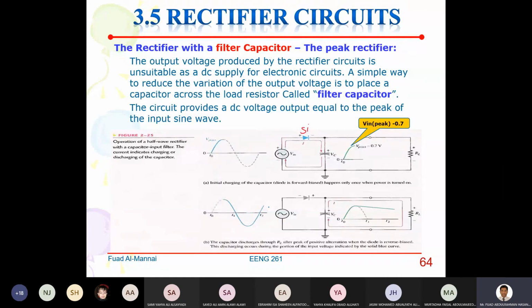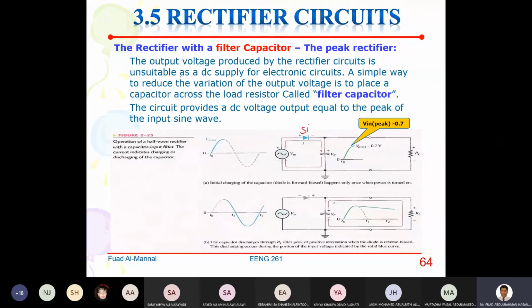That is done by placing a capacitor across the output load, for example in here. We place a capacitor across the output, and we call this capacitor the filter capacitor. Okay, guys. All right.